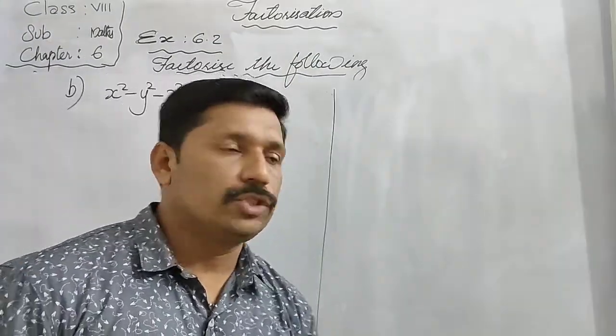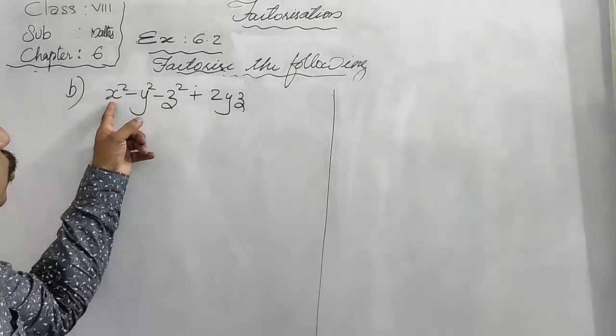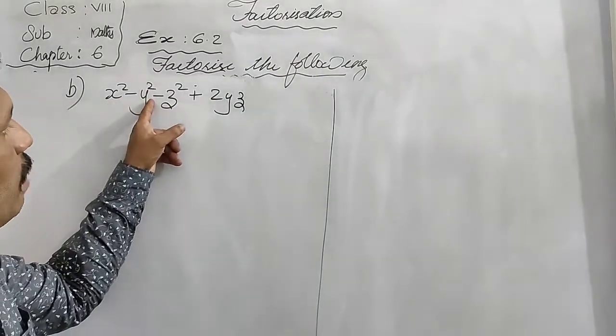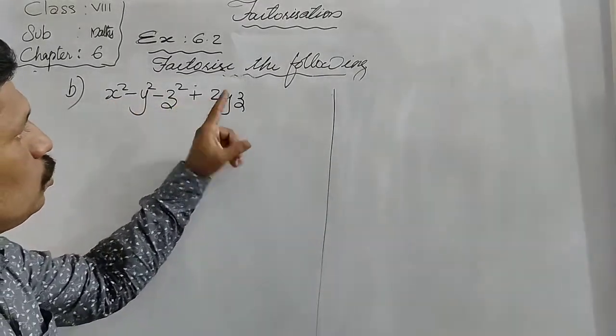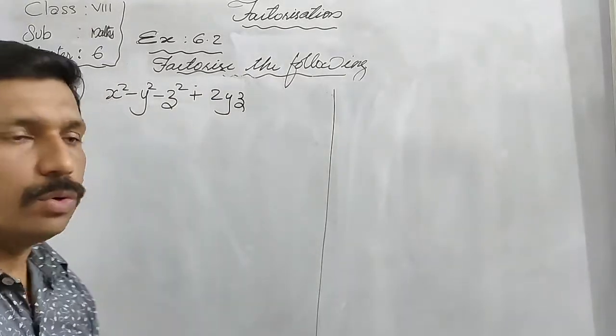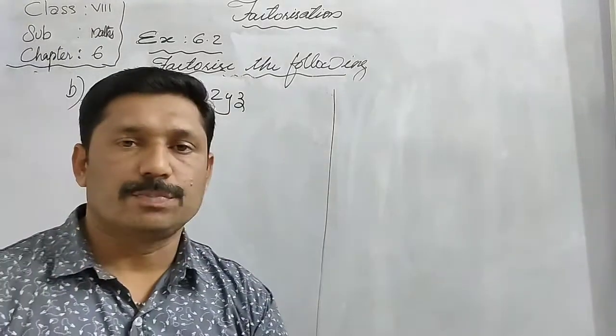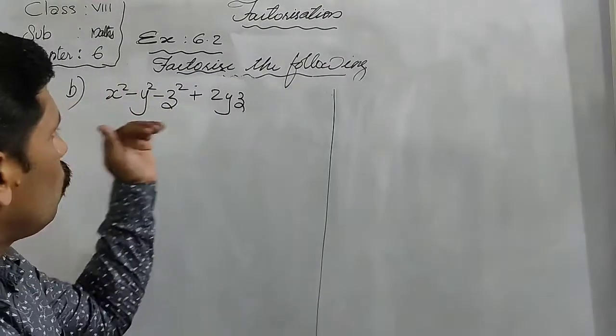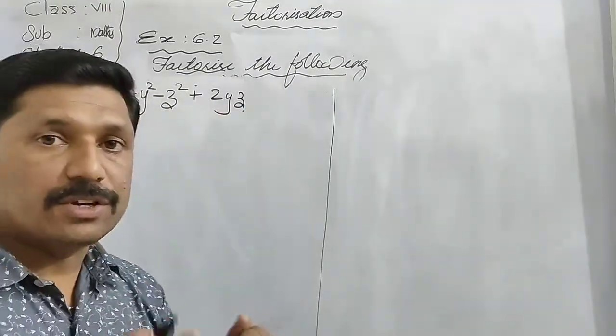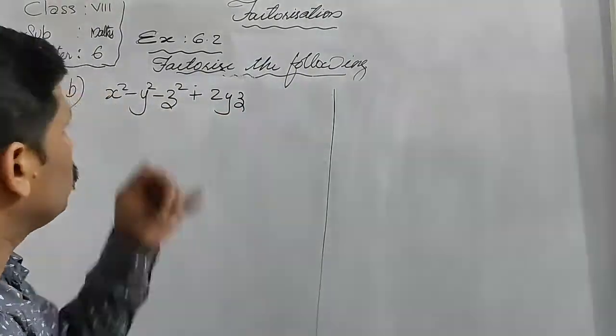Now students, third question, that is B. X square minus y square minus z square plus 2yz. So here also we have to use a square minus b square, but this is not in the form of a square minus b square. We have to make a little arrangement in this.